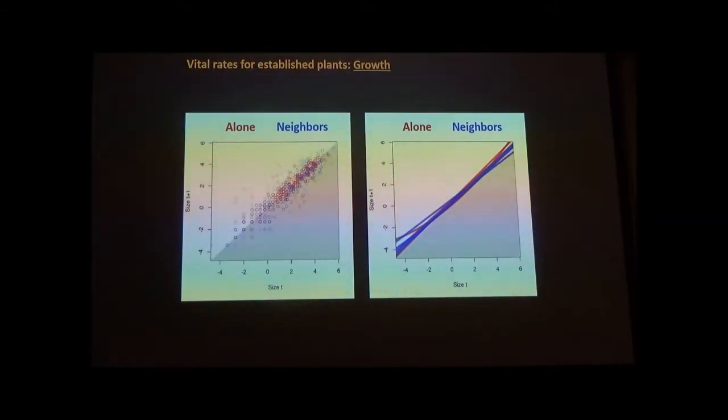For growth, each line here represents the predictions for a year, and these are plants growing alone versus plants growing with neighbors. These are the raw data here. And plants don't tend to change much in size from year to year. This is the average, and it's basically right on the one-to-one line. They grow a little bit every year on average, but not much.